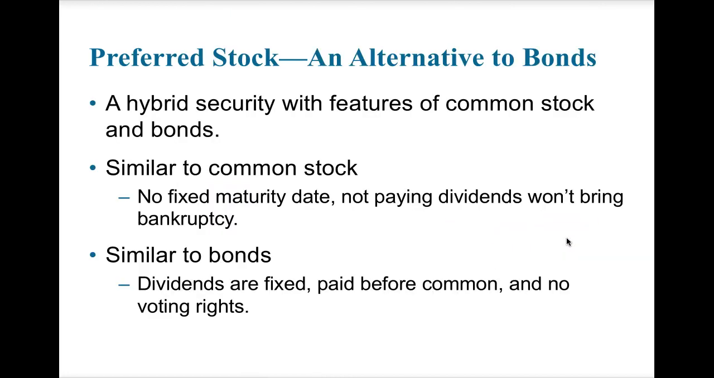Now let's move into preferred stock. So last chapter we talked about stock. I had mentioned preferred stock. However, preferred stock is more like a bond. It's a hybrid between a stock and a bond. So it's similar to a stock in that there's no maturity date, and that's the biggest difference. A preferred stock has no maturity date, but a bond does have a maturity date.